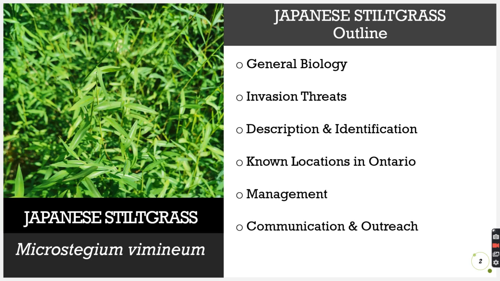We will cover the general biology, threats, physical description, accurate identification, and preliminary management of Japanese stiltgrass. We will also highlight the outreach and communication efforts made by the Canadian Food Inspection Agency. Now I will hand the presentation over to Jessica so she can give you an overview of the invasive grass's general biology.